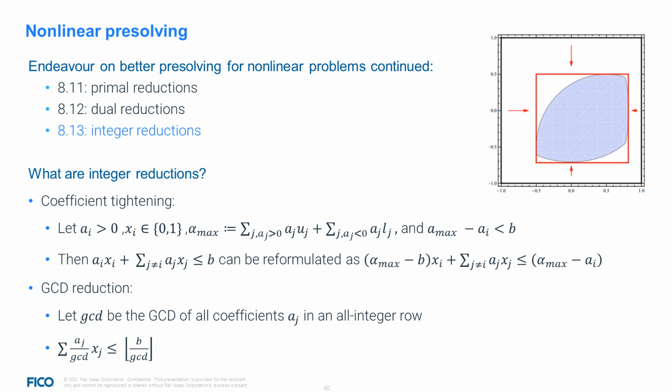This procedure can be extended to non-integral GCDs, for example, if all coefficients are multiples of 1/2, but the right-hand side is not. So, GCD reduction is an example of a rounding argument. Thereby, we covered 2 of 3 principles of integer reductions: disjunction, rounding, and lifting. And all of them exploit the discreteness of integer variables.